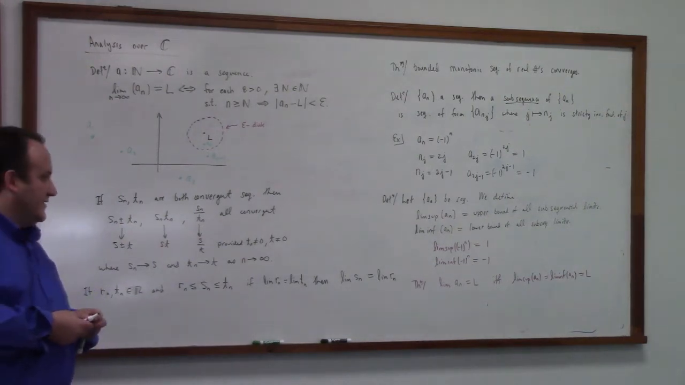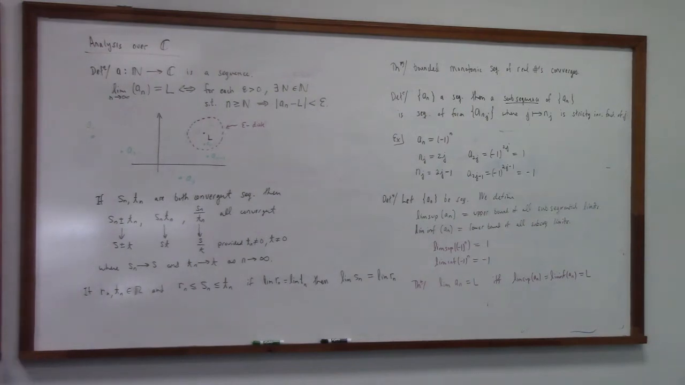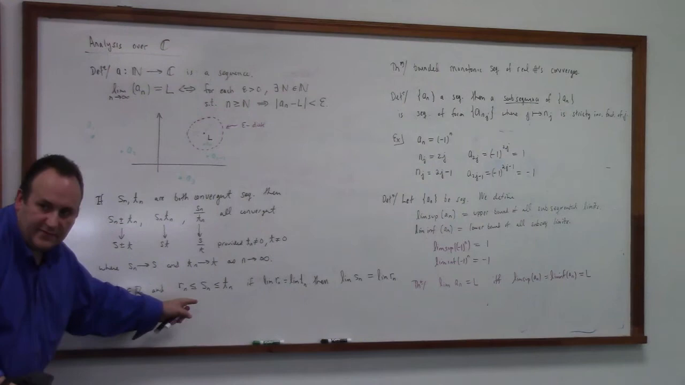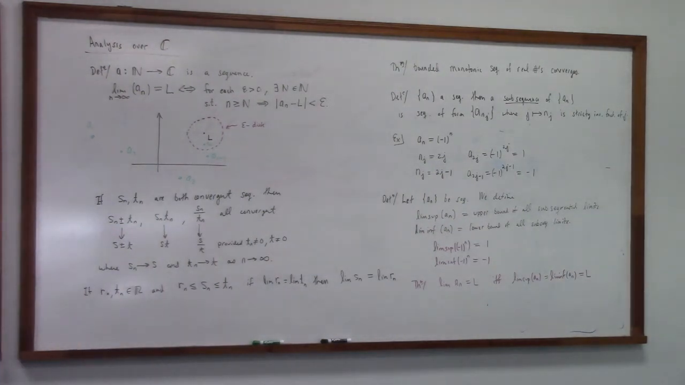All right, so now let's turn to complex sequences. I've already told you a little bit. These theorems about the sum and product and quotient are true for complex sequences. However, whenever you write an inequality, then we're talking about a real sequence, because there's no inequality for complex numbers. All right?